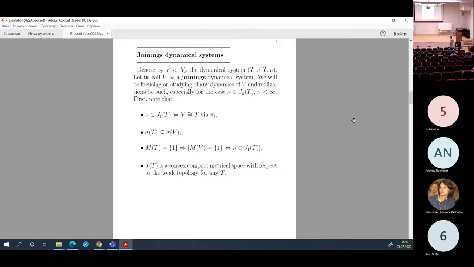the first remark is very simple: if we take a dynamical system on T cross T, formally in the topological sense, of course, T cross T doesn't depend on the choice of nu, just topologically points and two points. But in fact, if we take a different measure, we have different dynamical systems.